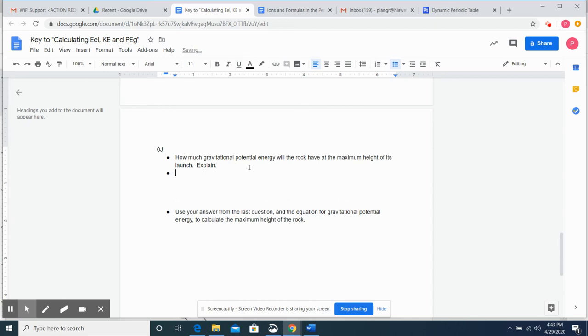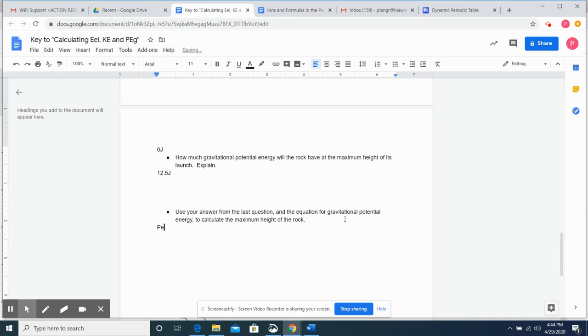So where is the energy? Well, all of the energy now must be gravitational potential energy. It has 12.5 joules of gravitational potential energy at the top of its launch. So again, you're thinking, what's happening to the energy that used to be in that spring? Then in the last question, it says to calculate the maximum height of the rock.